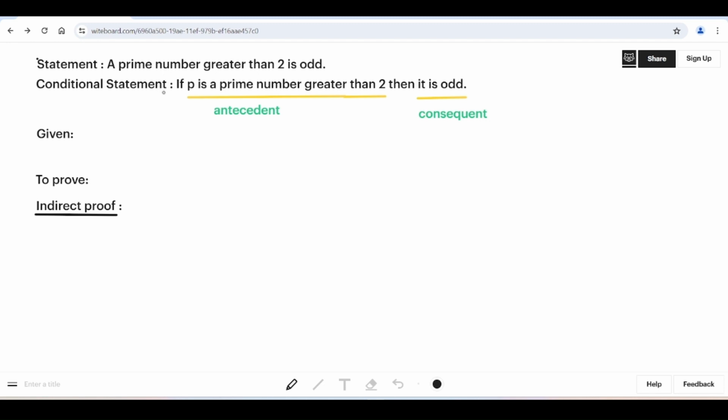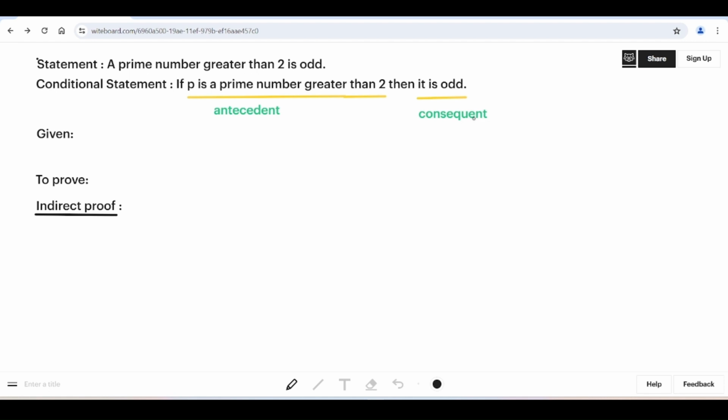Now if we write the conditional statement of this statement, we get: if P is a prime number greater than 2, then it is odd. Here P is considered a variable, meaning any unknown number. It is greater than 2, then it should be odd. So here, P is a prime number greater than 2 is the antecedent, and P is odd is the consequent. Now here we are going to do it by the indirect proof.